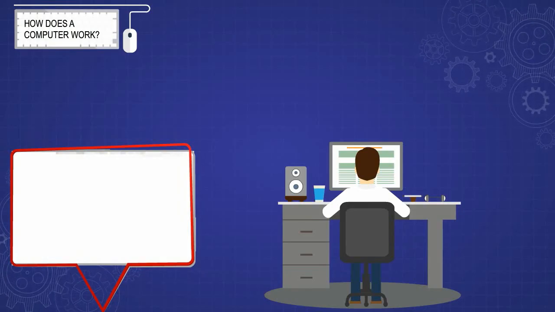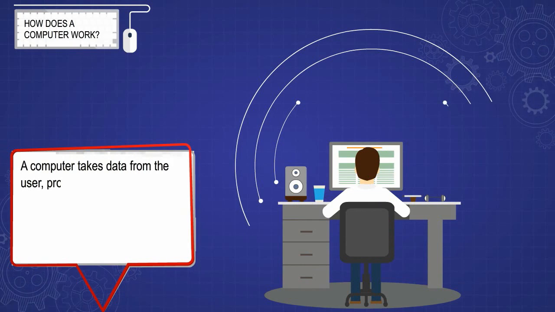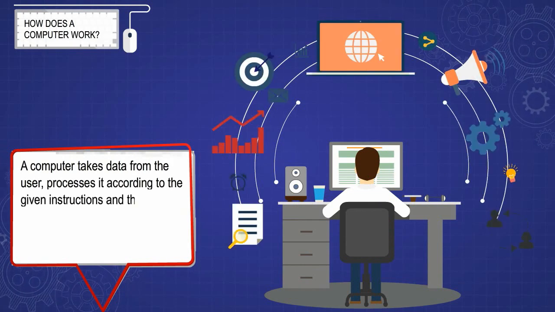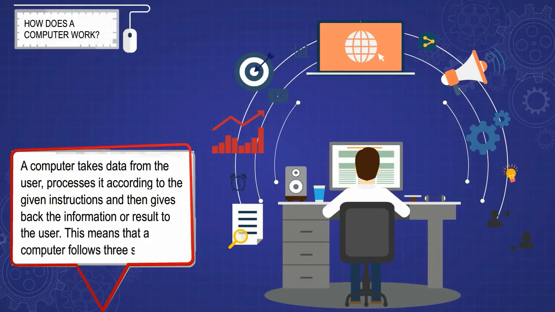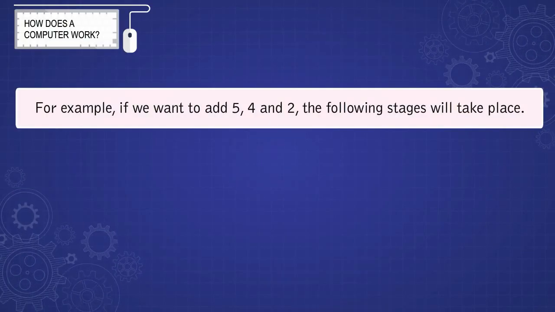How does a computer work? A computer takes data from the user, processes it according to the given instructions, and then gives back the information or result to the user. This means that a computer follows 3 stages: IPO, input, process, output.